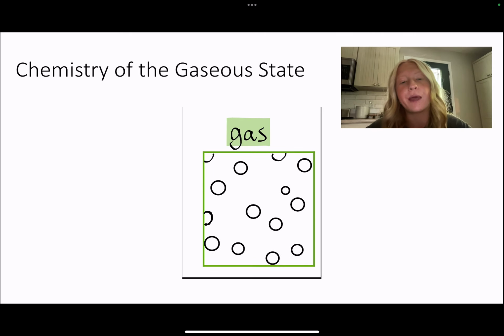So they're far apart, farther apart than the liquid state, and they're not tightly compact at all.